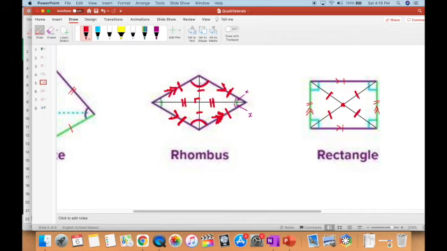And not only that, but the diagonals bisect the angles as well. So you notice that when the diagonal comes in here, this angle is x and this angle is also x. So it splits the angles into two equal smaller angles.